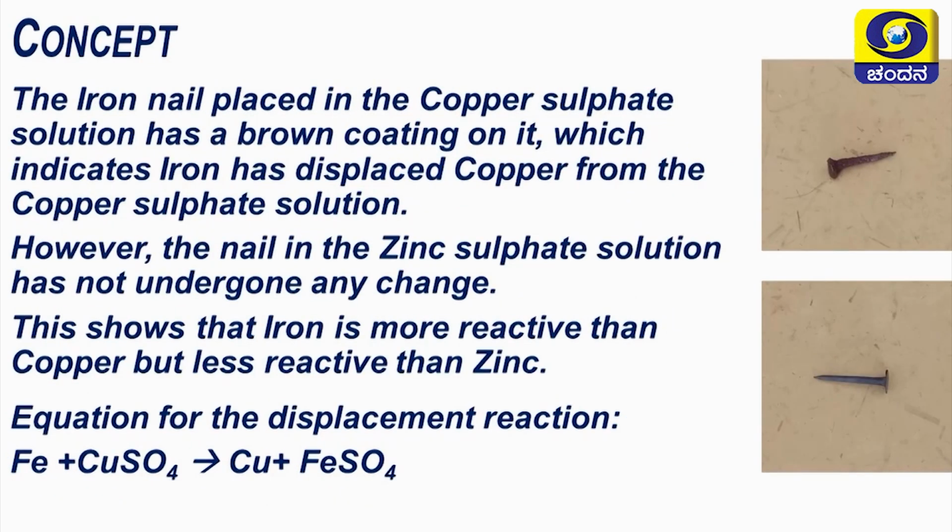The iron nail placed in the copper sulfate solution has a brown coating on it, which indicates iron has displaced copper from the copper sulfate solution. However, the nail in the zinc sulfate solution has not undergone any change. This shows that iron is more reactive than copper but less reactive than zinc. The equation for the displacement reaction would be: iron plus copper sulfate gives copper plus iron sulfate.